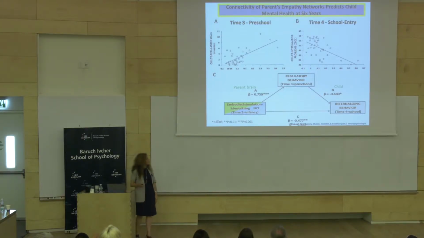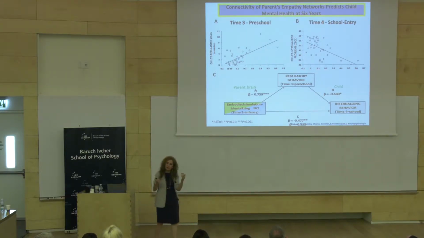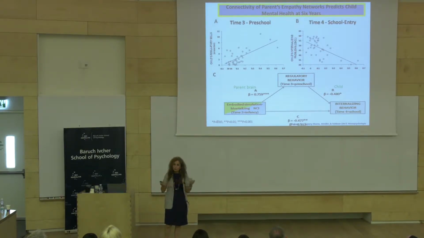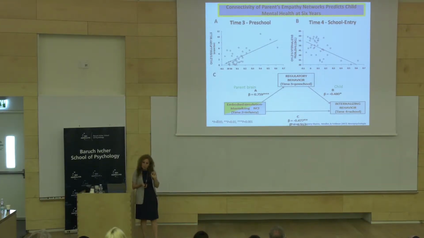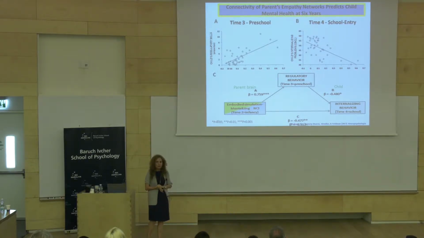What we see at 6 years of age is that the connectivity between these two cortical networks, the embodied simulation and the mentalizing network, those two networks are thought to underpin emotional empathy and cognitive empathy, respectively. So better connectivity in the parent's brain: children at 6 years of age had lower internalizing behavior, and this was mediated by regulatory behavior of the child at 4 years of age.